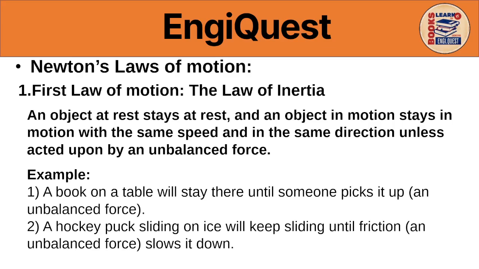There are 3 Newton's laws of motion. First law of motion, which also known as the law of inertia. It states that an object at rest stays at rest, and an object in motion stays in motion with the same speed and in the same direction unless acted upon by an unbalanced force. For example, a book on a table will stay there until someone picks it up, or a hockey puck sliding on ice will keep sliding until friction slows it down.